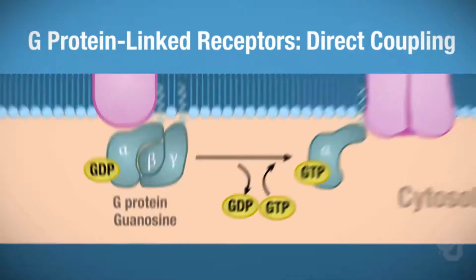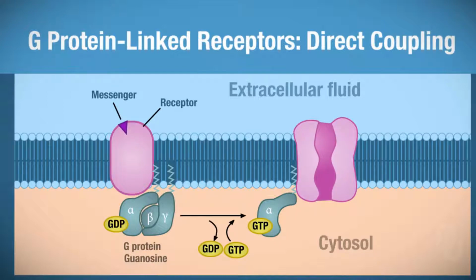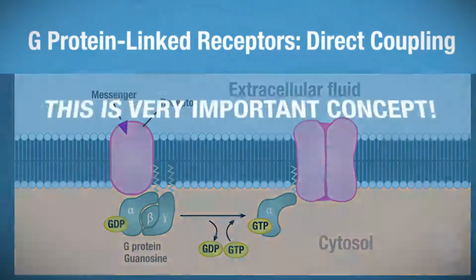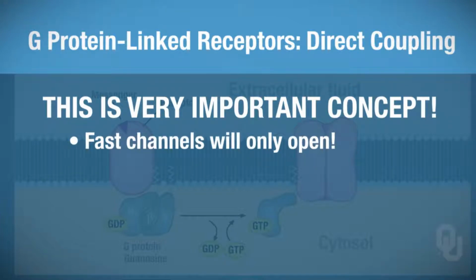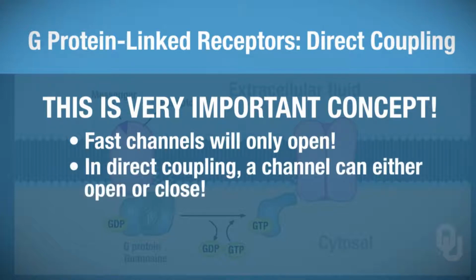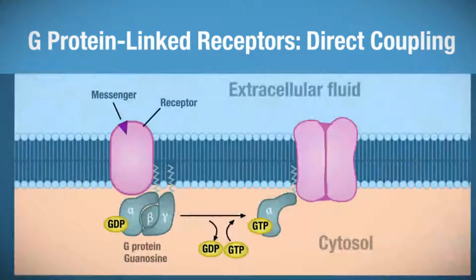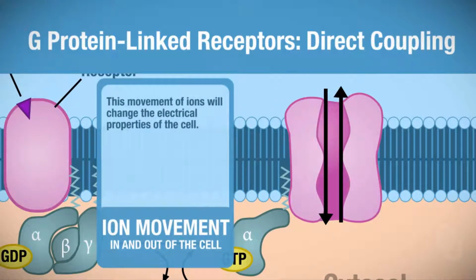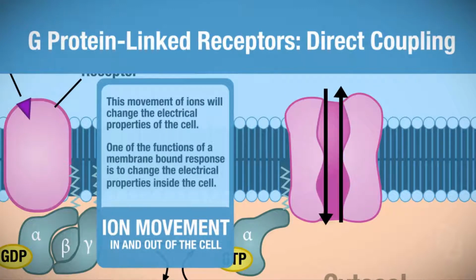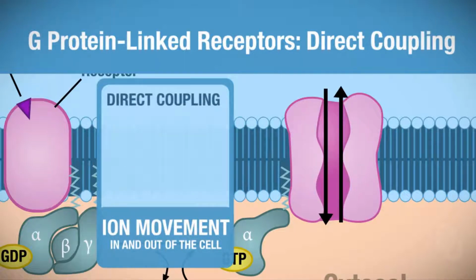Here's our channel in pink. This channel will either open or close. That's a very important concept. When we talked about fast channels, remember we said they only open. In direct coupling, the channel can open or it may close. Let's assume that the channel opens. If the channel opens, then you can have ions move into or out of the cell, and that will change the electrical properties in the cell. Remember that's one of the functions of a membrane-bound response, to change the electrical properties inside of the cell. So that's direct coupling: just think the alpha subunit smacks directly into the channel.